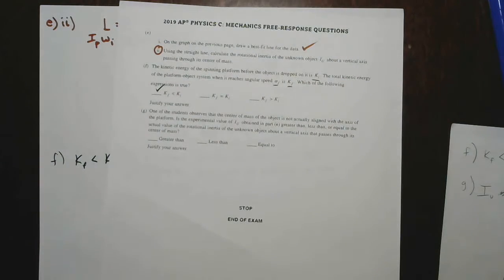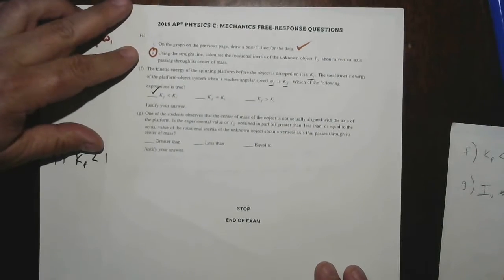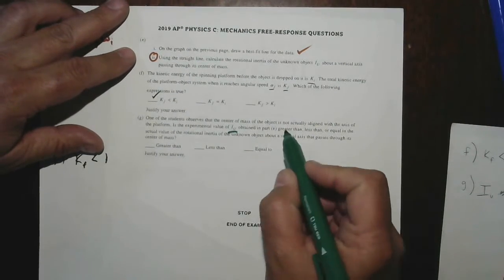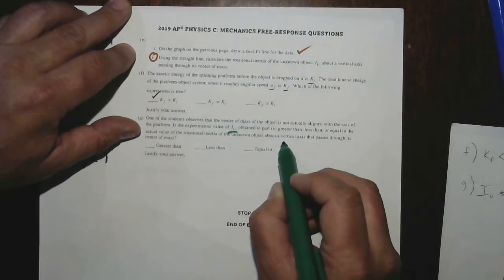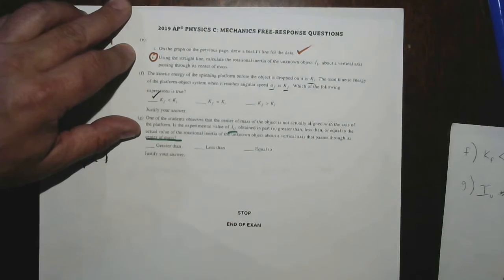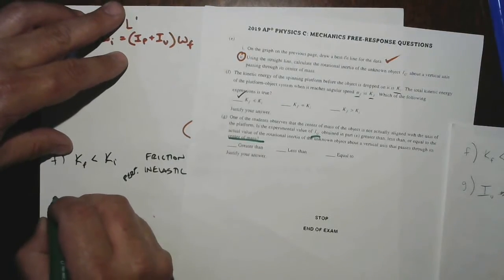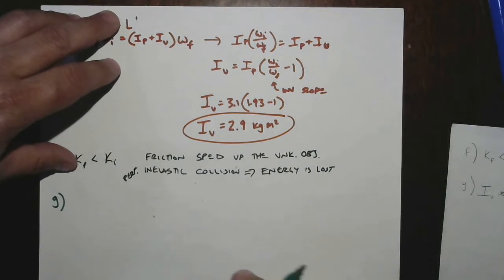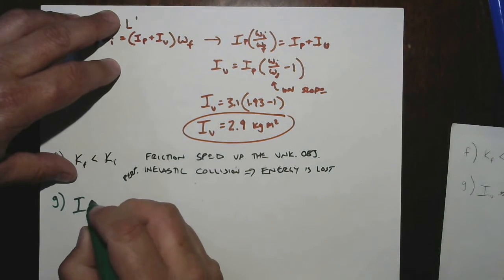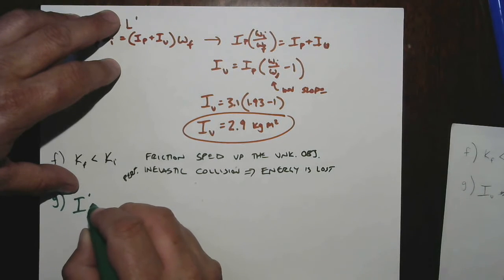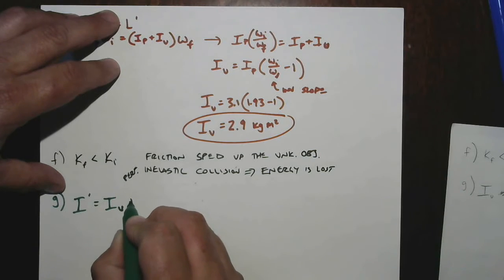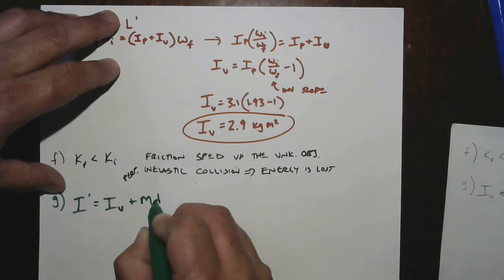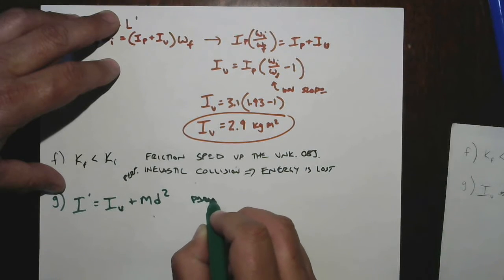And that brings us to our final part. One of the students observes that the center of mass of the object is not actually aligned with the axis of the platform. Is the experimental value of IU obtained in part E greater than, less than, or equal to the actual value of the rotational inertia of the unknown object about a vertical axis that passes through its center of mass? Okay, let's think about this. If you drop this thing onto the platform and it's off center, then we would have to calculate its moment of inertia by taking the moment of inertia through the center of mass, which we were originally calling IU, and adding to it a term of m times d squared. And this is the parallel axis theorem.